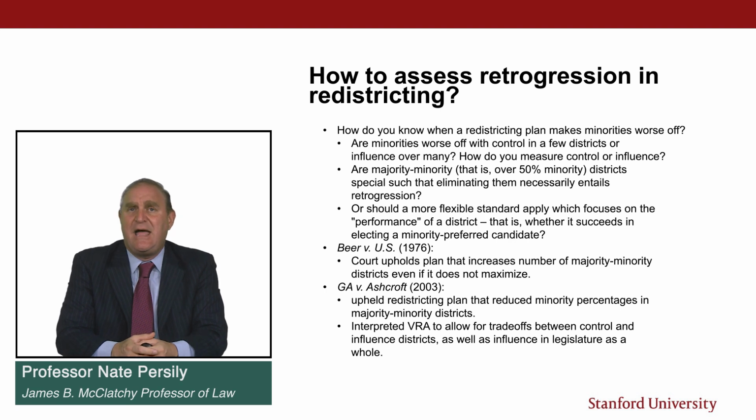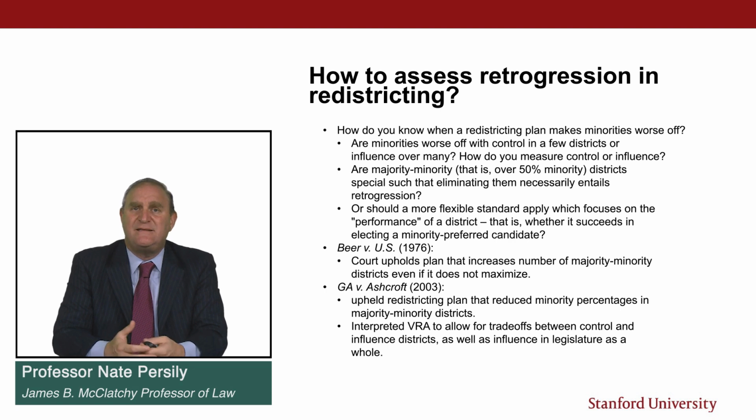meaning that there was nothing special about majority-minority districts under Section 5, that you could reduce the number of majority-minority districts and increase the number of influence districts and still comply with Section 5 of the Voting Rights Act and its retrogression requirement. And so it was thought that Georgia versus Ashcroft would lead to the deconstruction of many of these majority-minority districts.